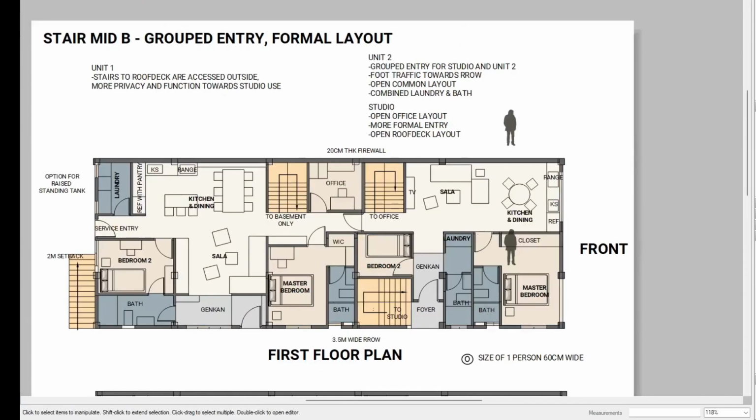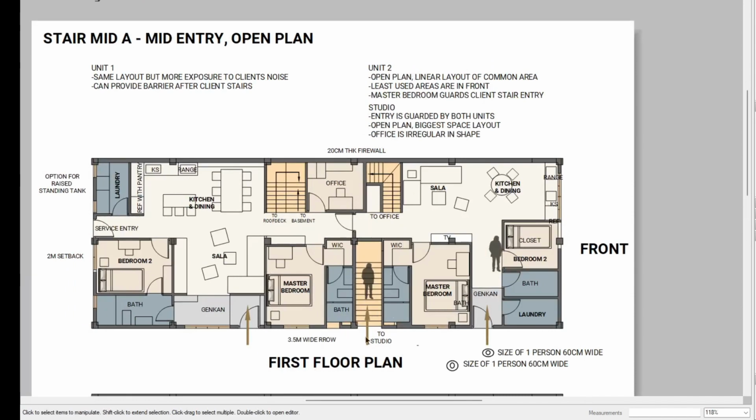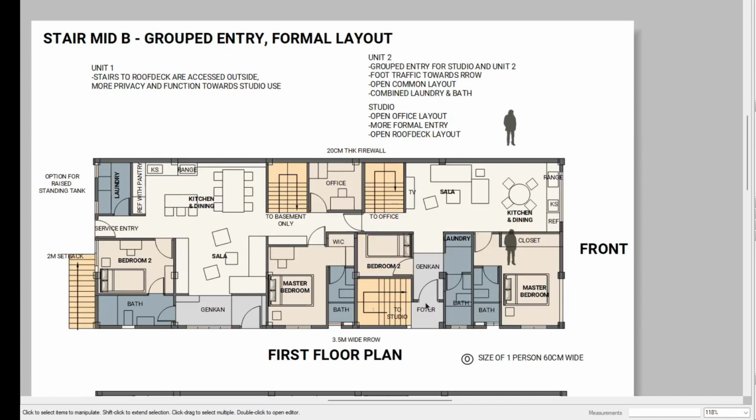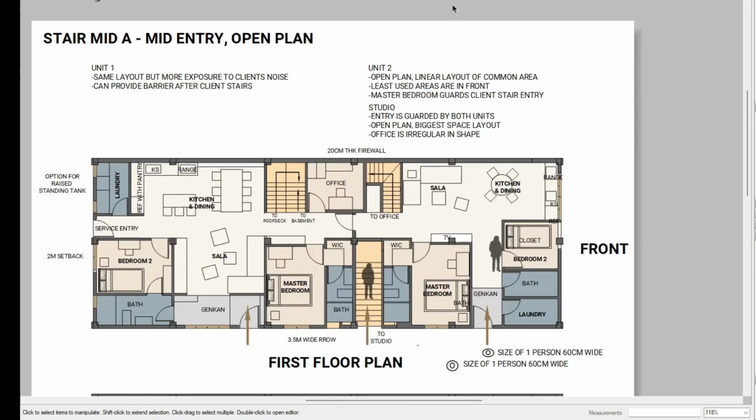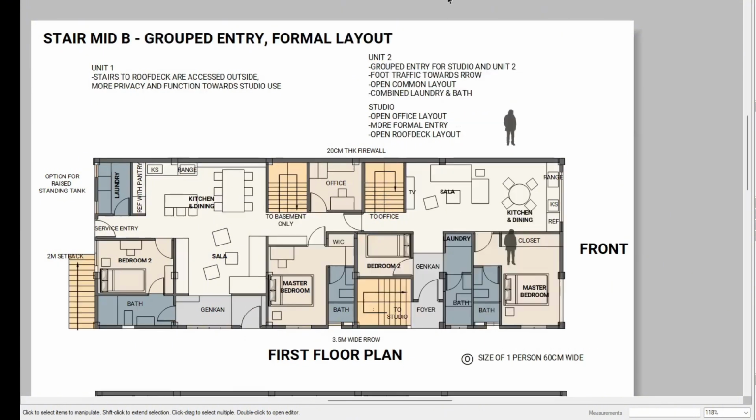Stair mid B also has the same location of entry of the staircase in the middle of the building. However, instead of a straight stair, it's utilizing a U-type stair, which adds a foyer to the building. And each designed variety of stairs affects almost the whole circulation inside the building.